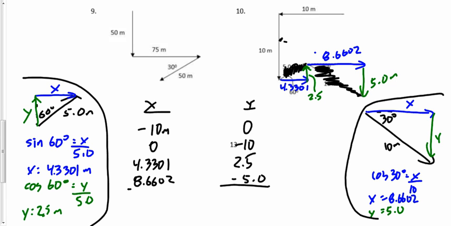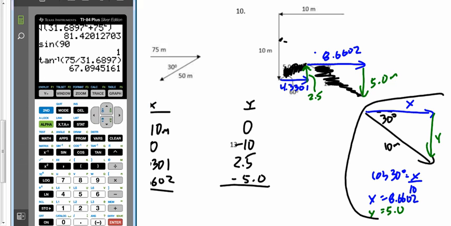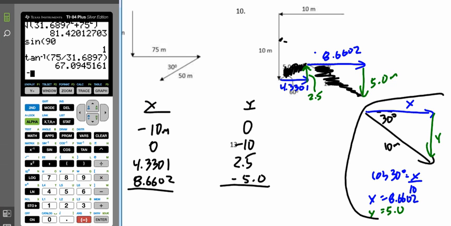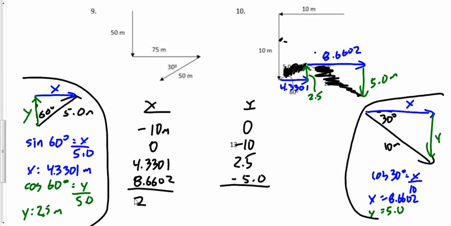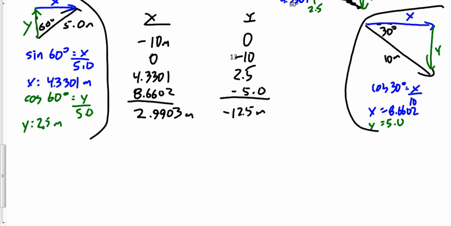Let's add those up. I'll pull out the calculator to add those up. Let's say -10 plus 4.3301 plus 8.6602 gives me a value of 2.9903. And this one's easy to do in our heads. -15, -12.5. Now we redraw it. 2.99. 12.5, by the way. At this point, I don't have to put in the negative because the arrow shows me the direction, right?